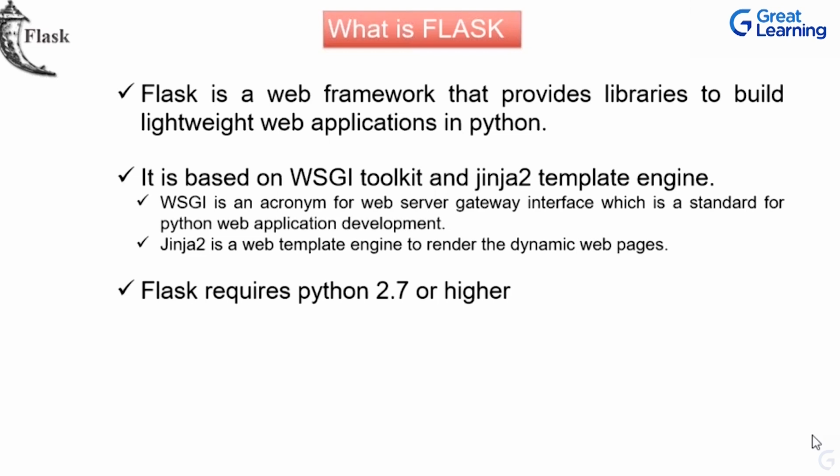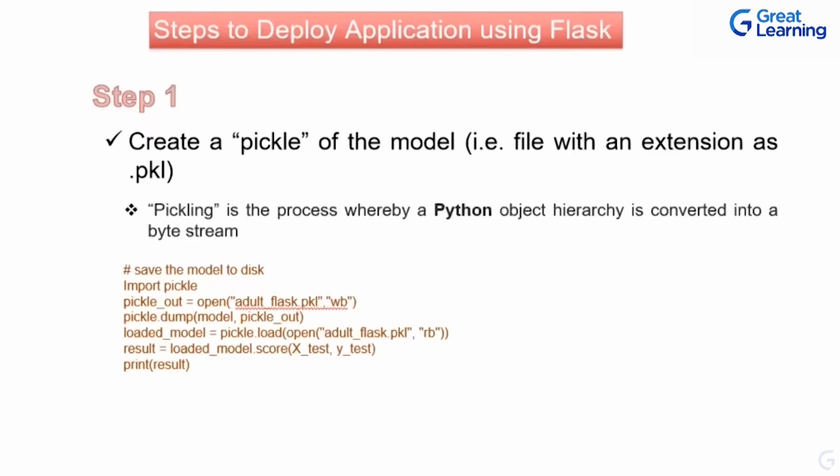And it is using the Jinja2 template engine. What is Jinja? It is a web template engine to render dynamic web pages, right? What is a dynamic web page? It allows you to take the input and, based on the input, the page gets rendered. What is rendering? Rendering means that the page gets processed. Okay. Flask requires version 2.7 or higher. Now, what are the steps for doing a deployment?